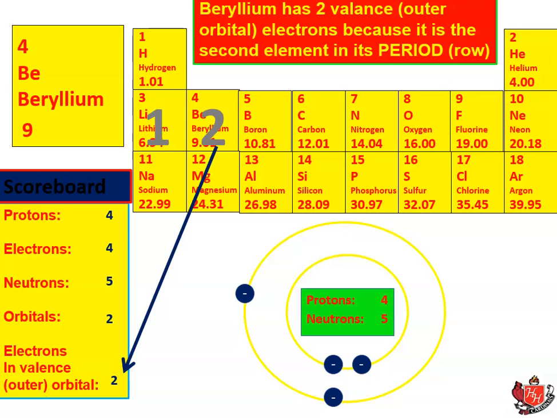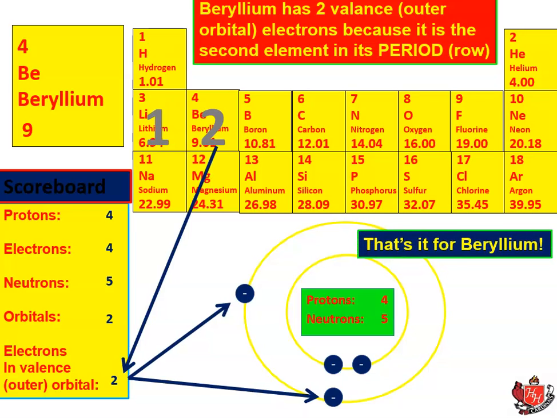Okay, so there you go. You filled in your scoreboard. And the electrons in the valence orbital, the outer orbital, there's 2 of them. There they are. We show them as unpaired, and that's it for beryllium.